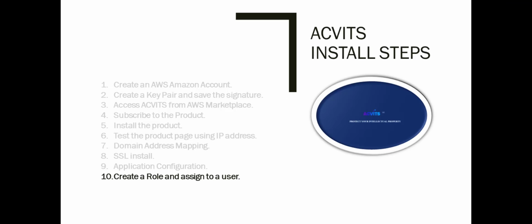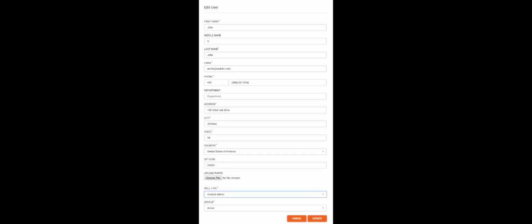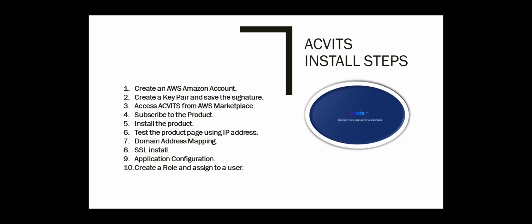From the Roles menu, create a role, Content Admin, with all privileges. Go back to the Users menu, edit the administrator, and assign the Content Admin role and save. Congratulations! You have completed the ACVITS install video.